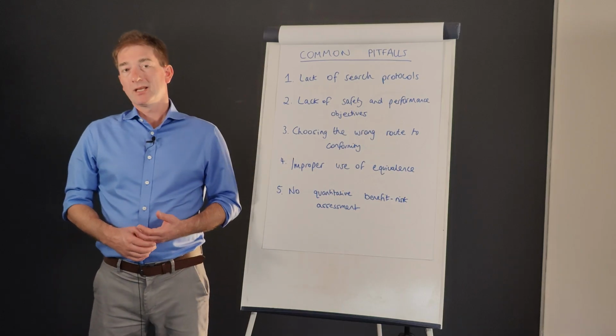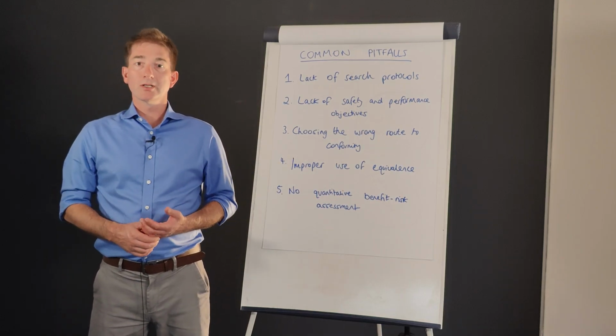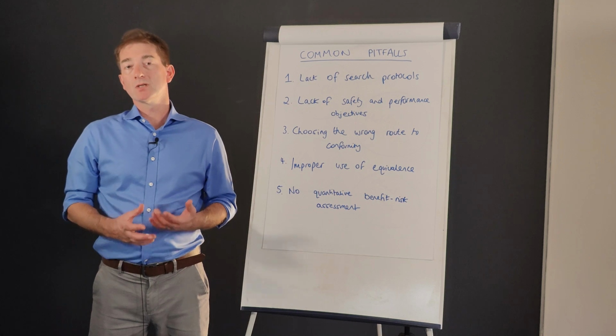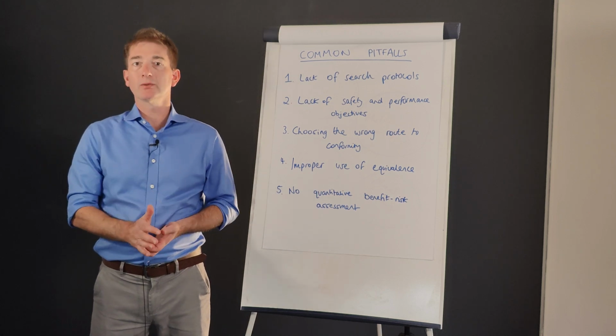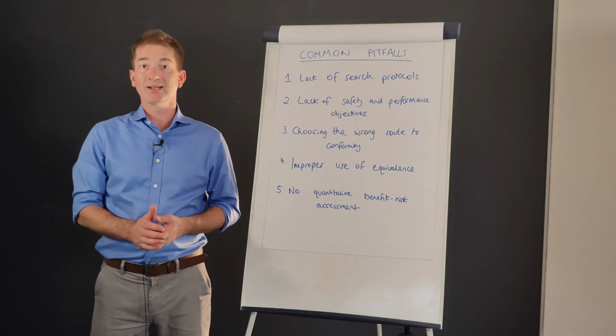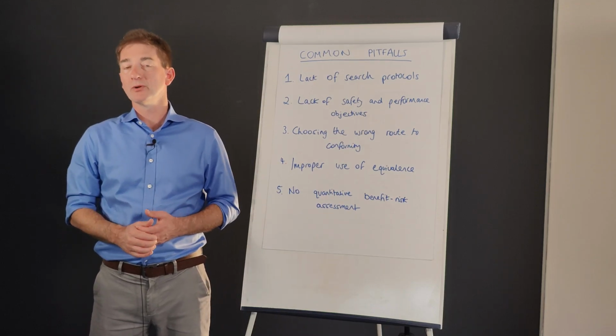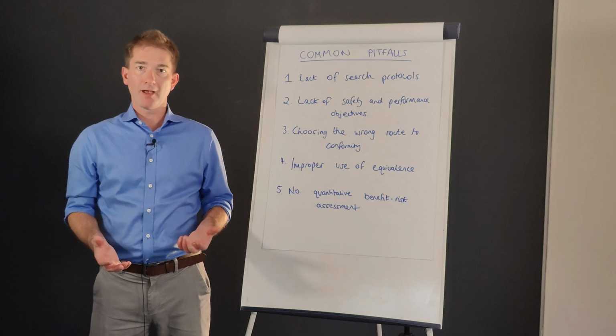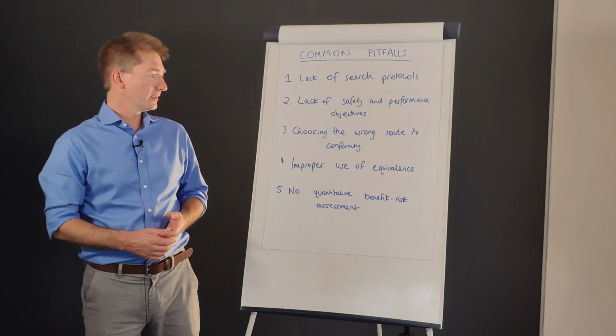Another common mistake is using the route in Article 61(10), which is for when reliance on clinical data would be inappropriate, but it's often used when there just isn't any clinical data, and that's not what that route to conformity is intended for. So be careful when you're choosing your route to conformity.